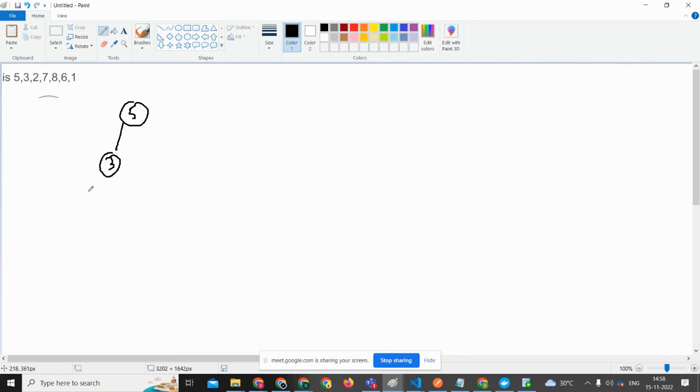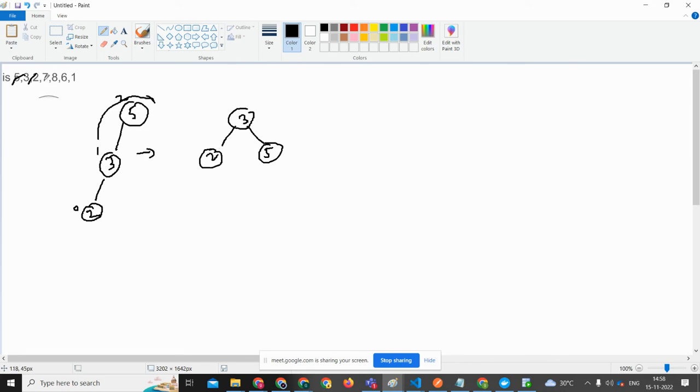Then after that you insert 2. Where will 2 go? Downside 3. So 0, for this it is 1, for this it is 2. So what do we do? Right rotation. From left you take it towards the right. So 3 will be promoted, which means 3 comes up. Then 5 on the right side, 2 on the left side. So is this balanced? Yes. So 5, 3, 2 have been inserted.